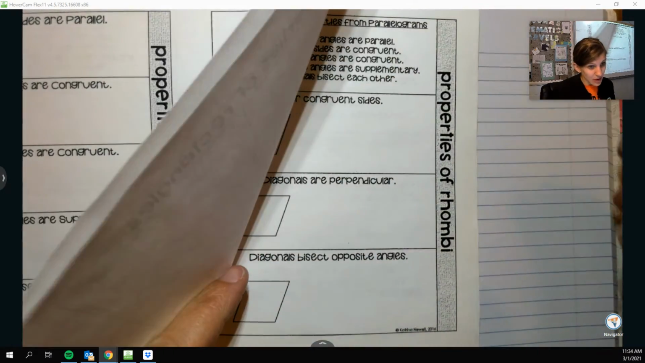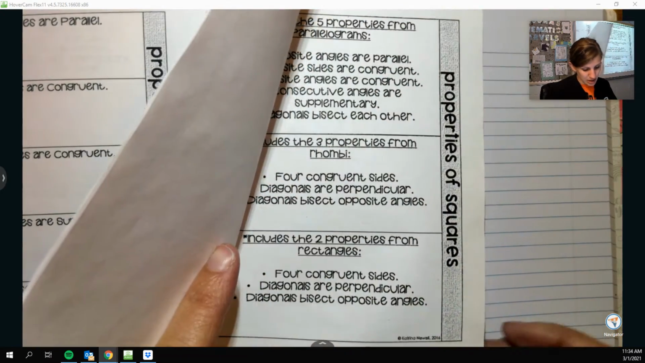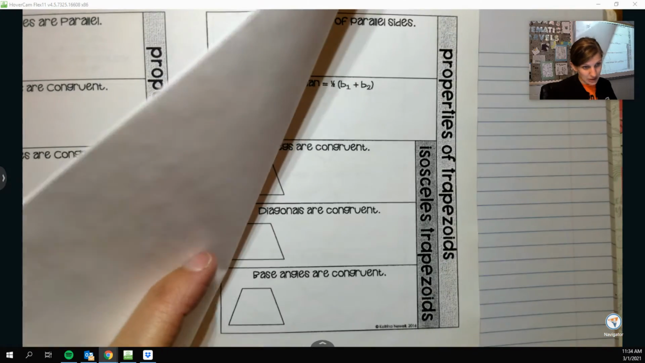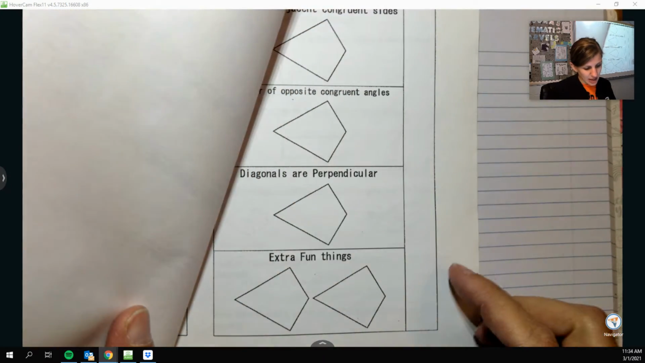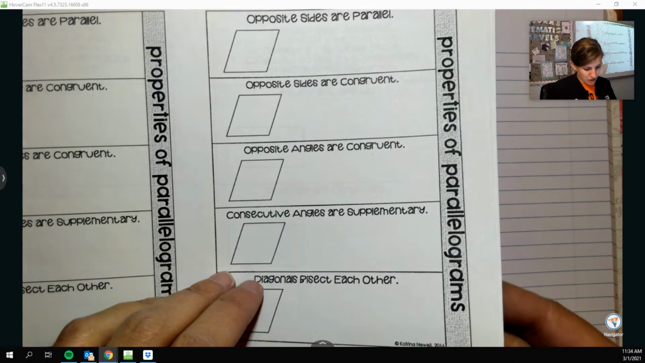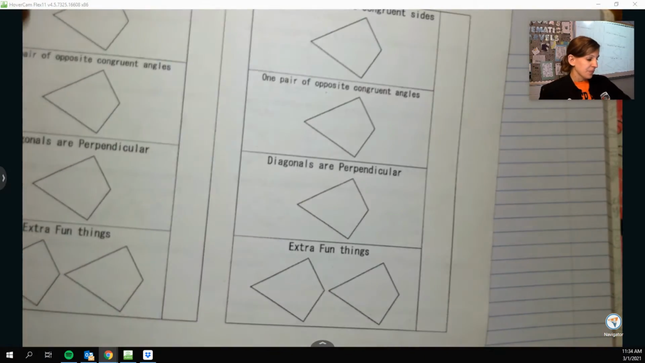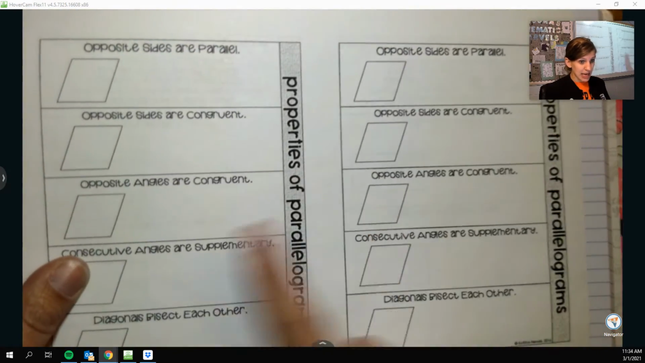And if you turn the page after that, there's properties of rectangles, properties of rhombi, properties of squares, properties of trapezoids, and then this weird one. So if you actually want to take all of those in your hand, the next 1, 2, 3, 4, 5 pages, all 5 of those pages have the same thing on both sides.